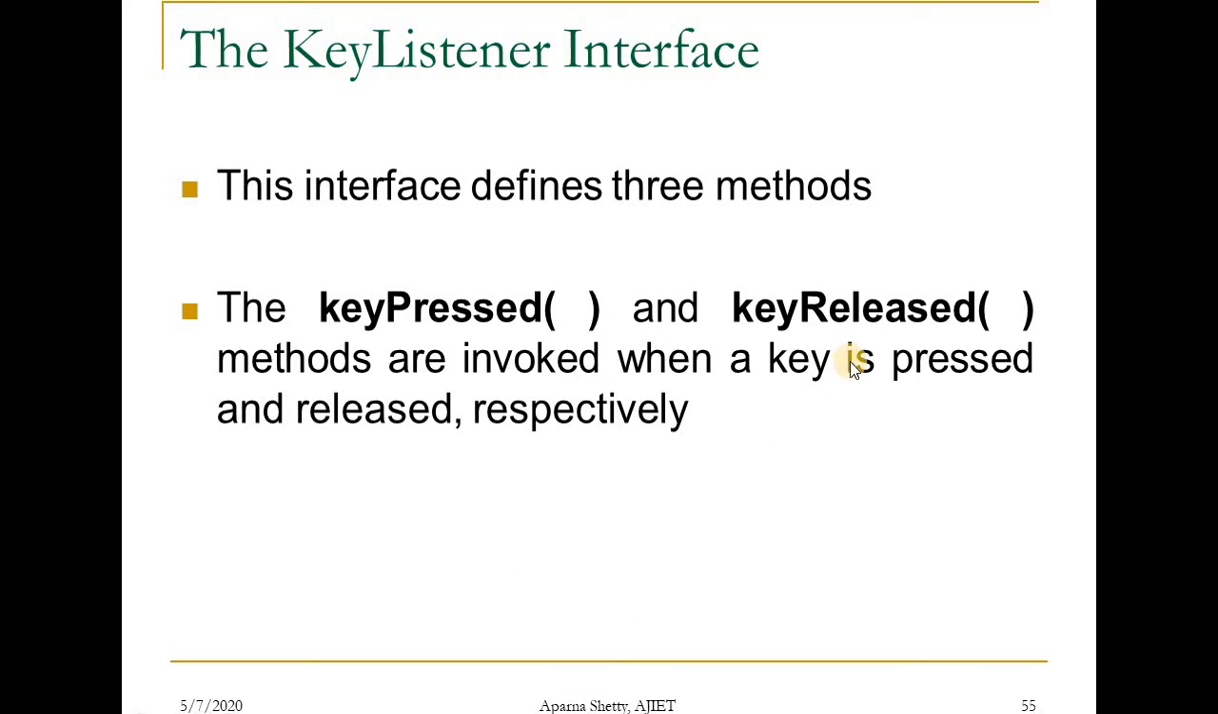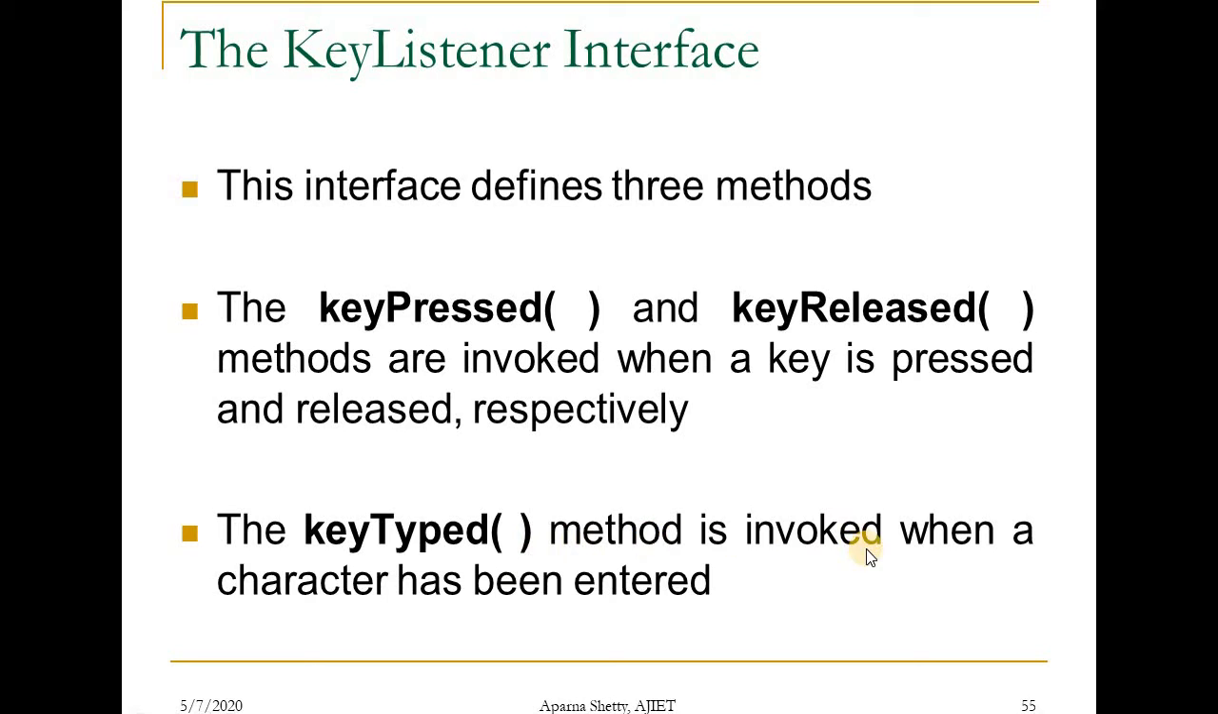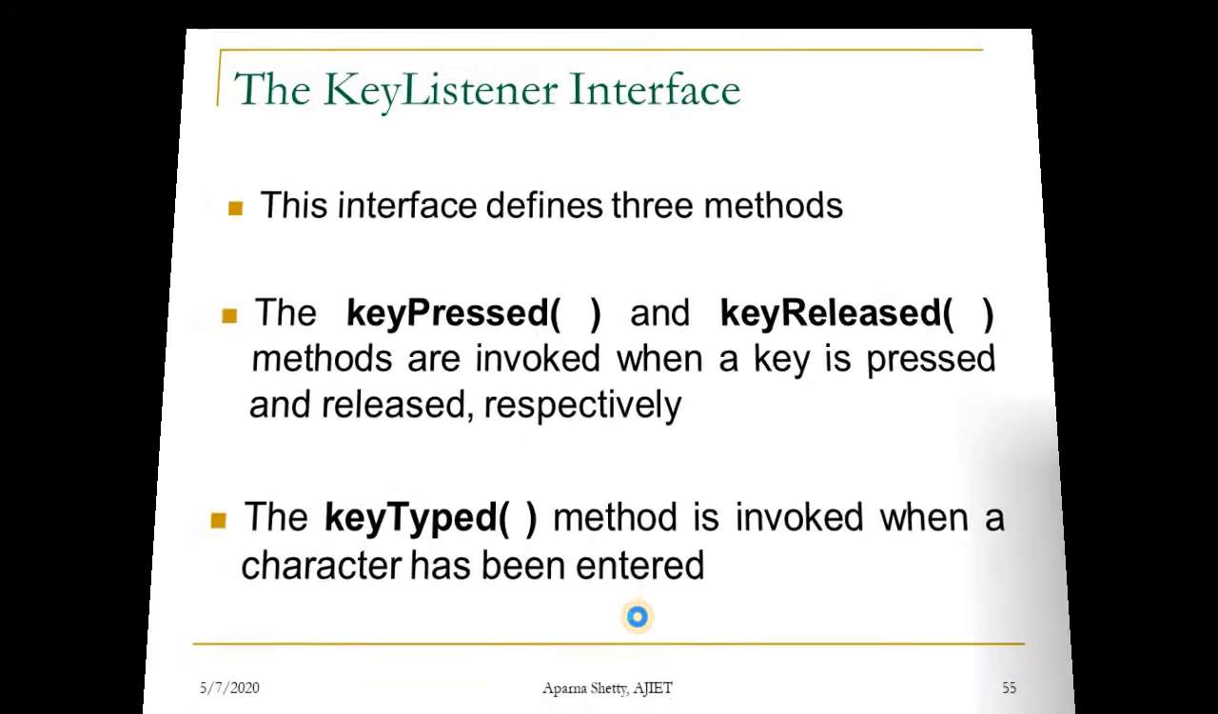So that was about the two methods. Let us see what the third method is. The keyTyped method is invoked when a character has been entered. So when you press a key, if it generates some digit or character, then the keyTyped method will be invoked. So that was about the key listener interface.